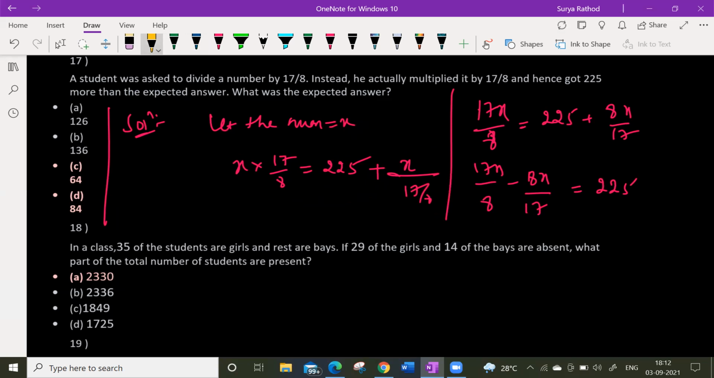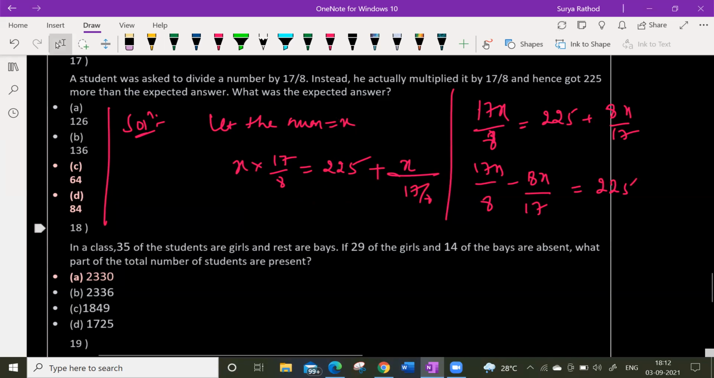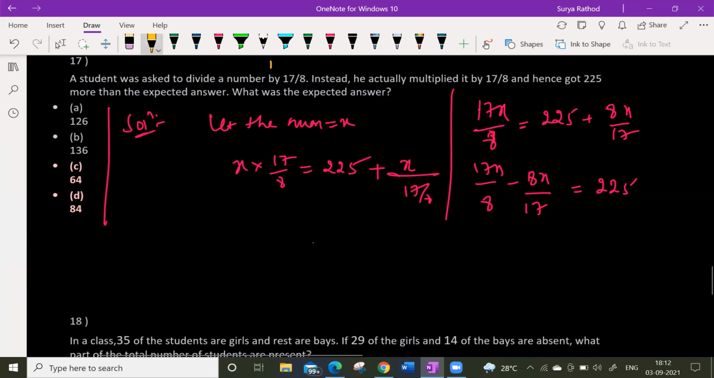So look at this now. Calculate this. What do you get here? 17x by 8. What is the LCM? 17 times 8, how much? 136, sir. 136. So 17 times 17, how much? 289. Minus 64x.